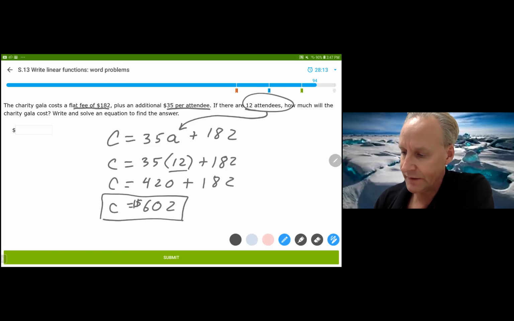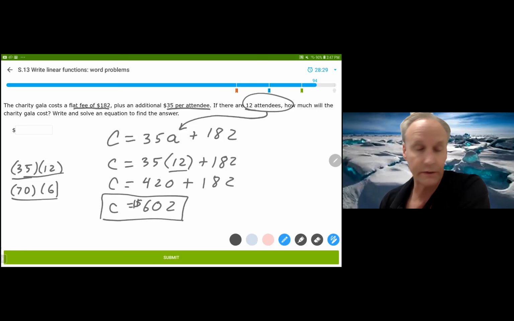The double and half method works like this: 35 times 12. What I did was I doubled the 35 and made it 70 and took half of the 12, which gave me 6. And hopefully you can see that this is much easier than that. A little bit easier anyway. Anyway, 602.